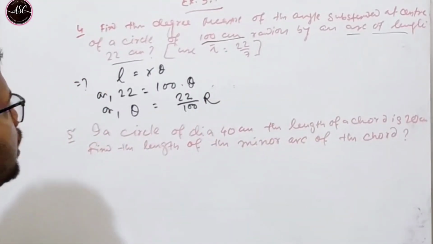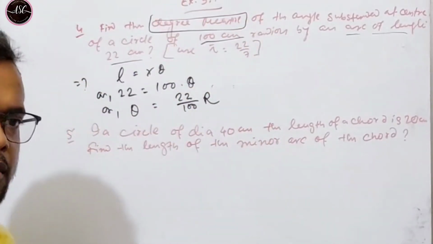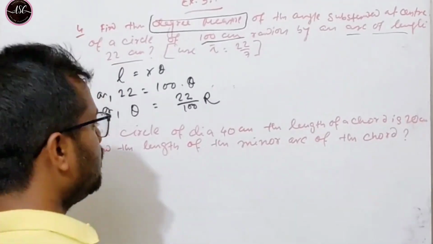So here we have to find the degree measure. So now convert this radian to degree.